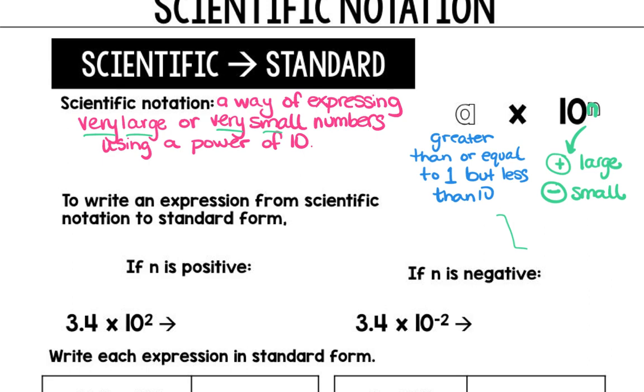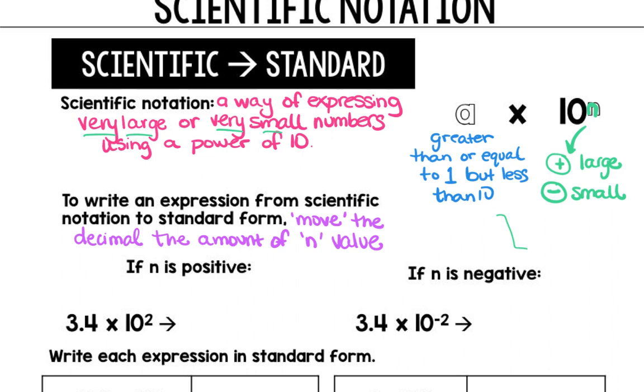To write an expression from scientific notation into standard form, we are going to move the decimal of A the amount of the exponent, or the n value. If the exponent is 3, you're going to move that 3 places. If the exponent is 10, you're going to move that 10 places.